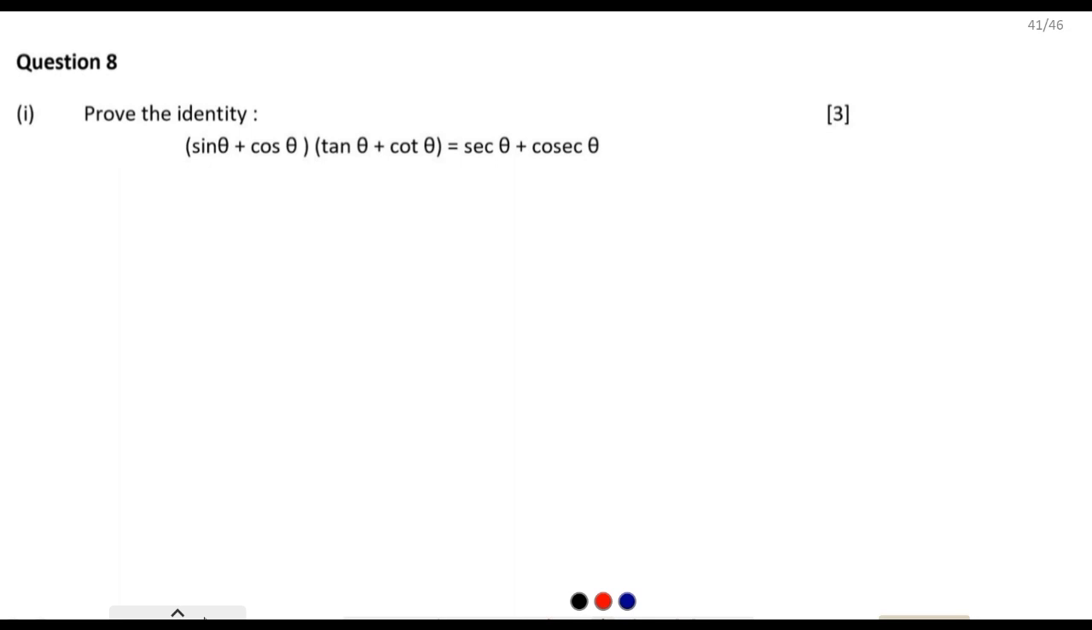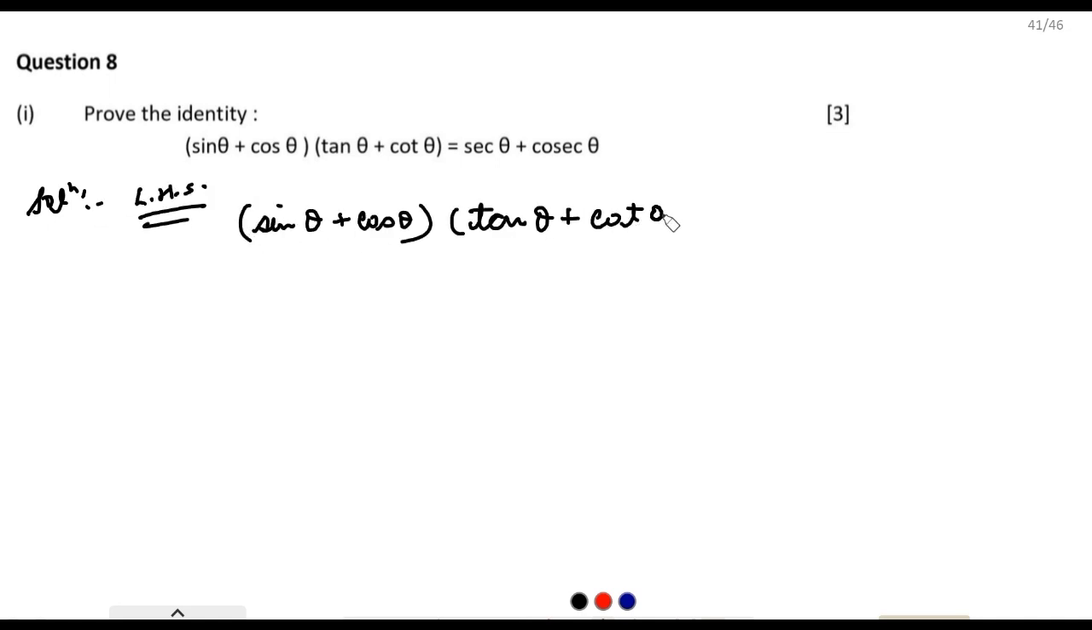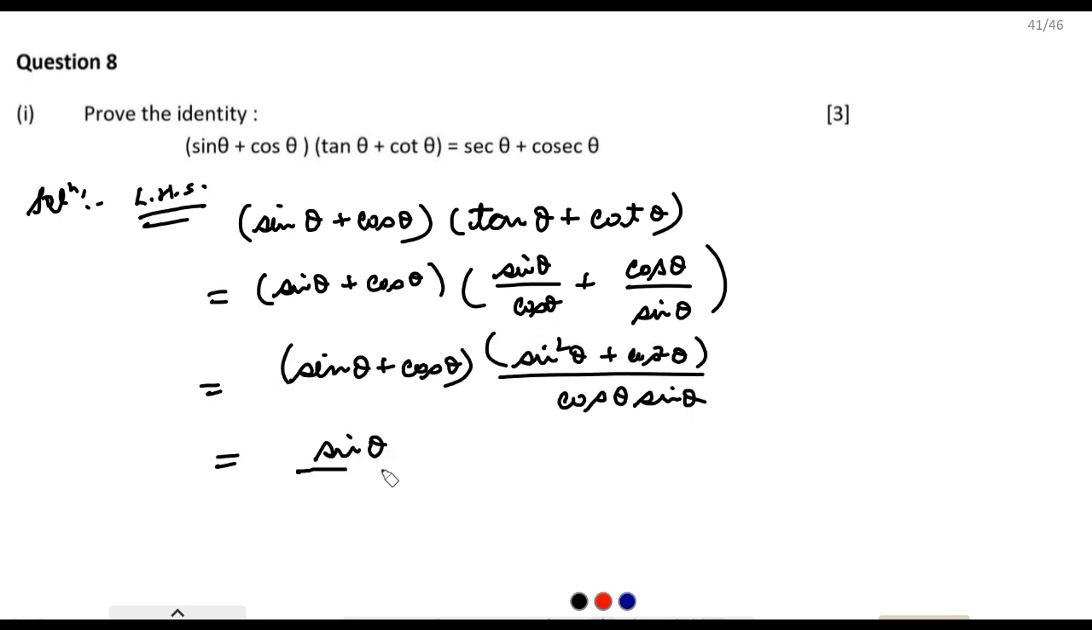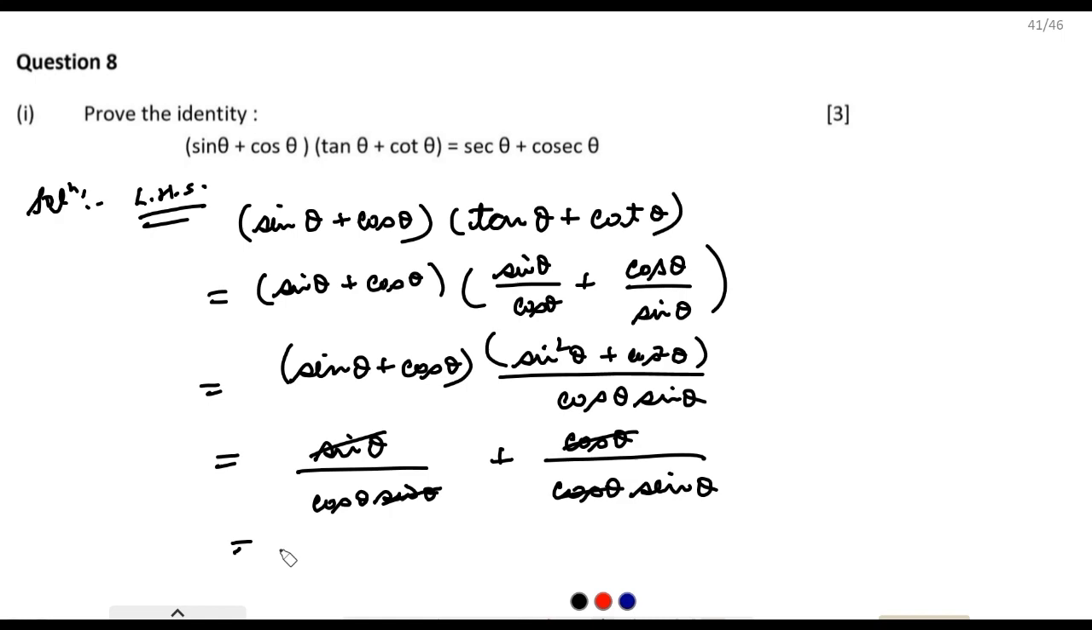Question number 8, part 1. We have to prove the trigonometrical identity. We are considering the left hand side. tan theta is equal to sin theta upon cos theta and cot theta is cos theta upon sin theta. One upon cos theta is equal to sec theta and this is cosec theta, and this is the right hand side.